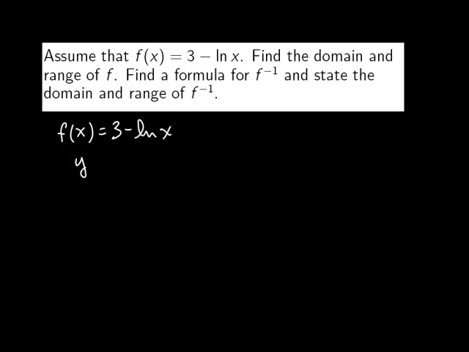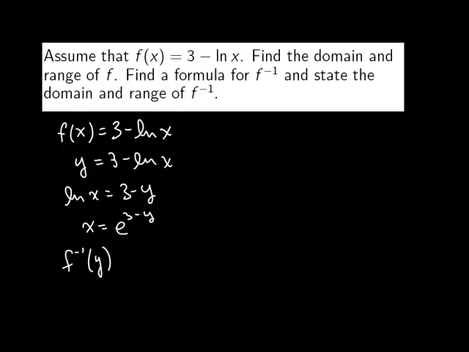So y equals 3 minus ln x, and I'm going to bring ln x to the left side. Ln x equals 3 minus y, and I get that x equals e to the 3 minus y, and we have our inverse function, f inverse of y equals e to the 3 minus y.